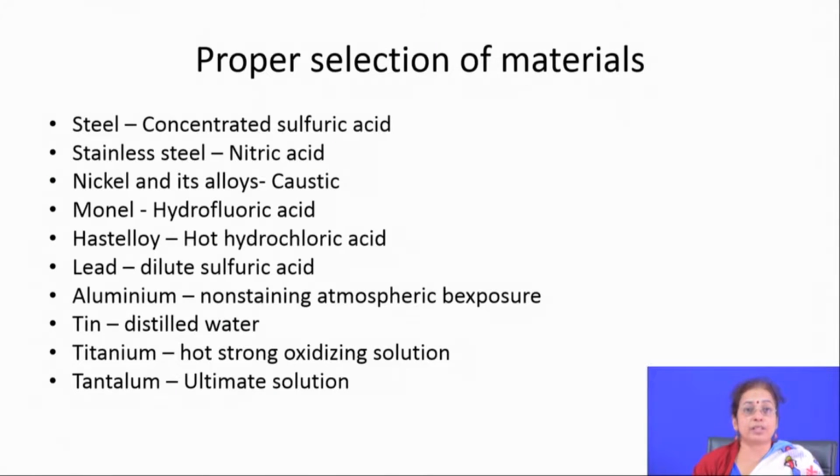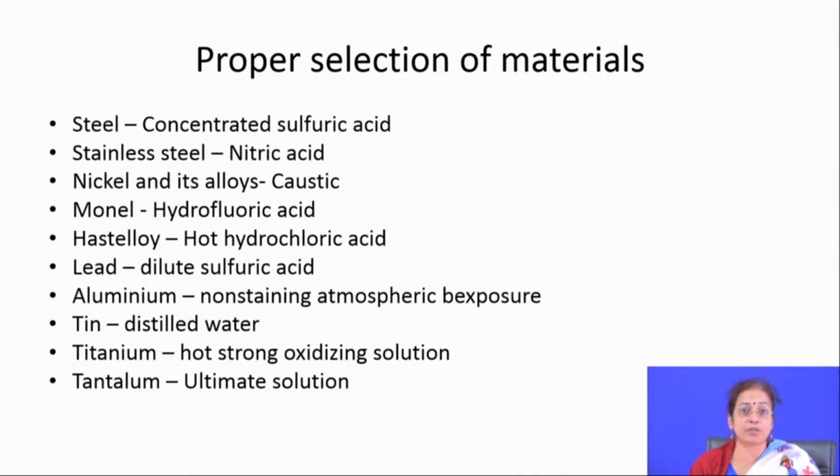So, particularly for general corrosion based problems, steel is highly safe to carry concentrated sulfuric acid. Stainless steel is highly safe to carry nitric acid solution. Nickel and its alloy is very safe in caustic solution. Monel is very safe in hydrochloric acid solution. Hastelloy is safe in hot hydrochloric acid. Lead is safe in dilute sulfuric acid. Aluminium is safe in non-staining atmospheric exposure. Tin is safe in distilled water. Titanium is safe in hot strong oxidizing solution.